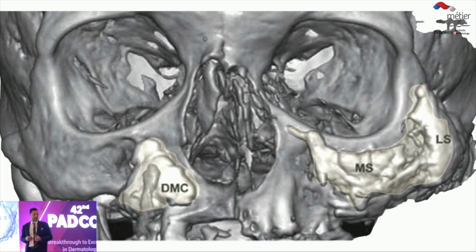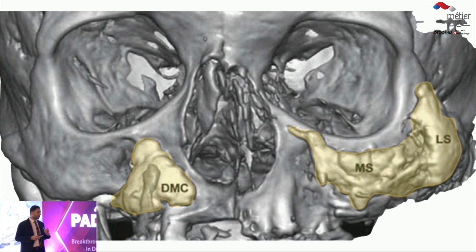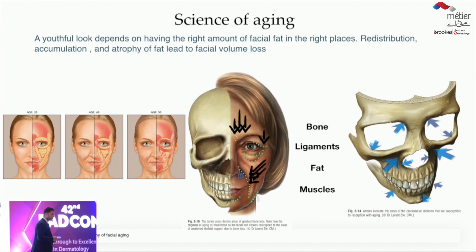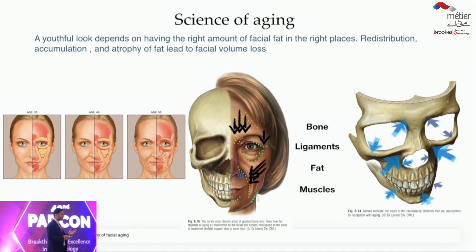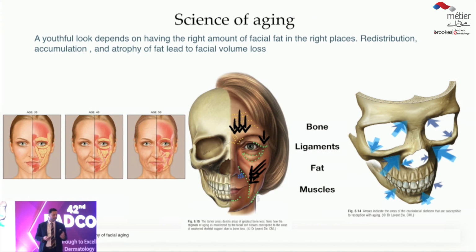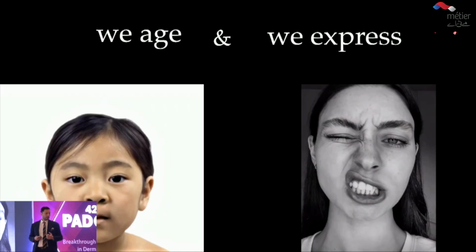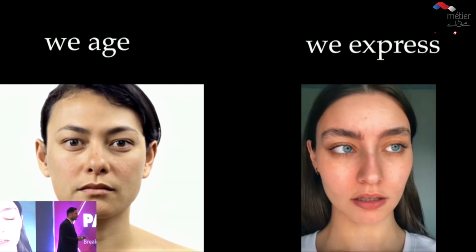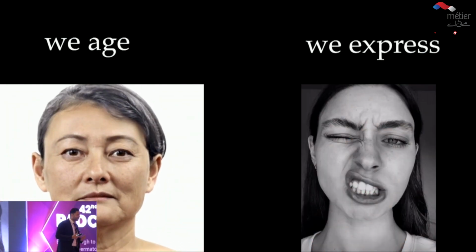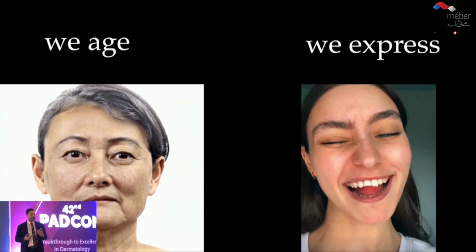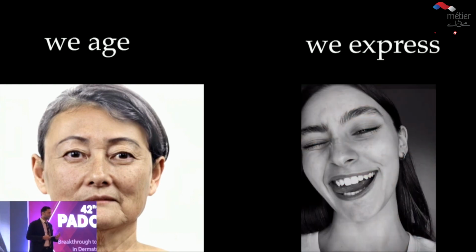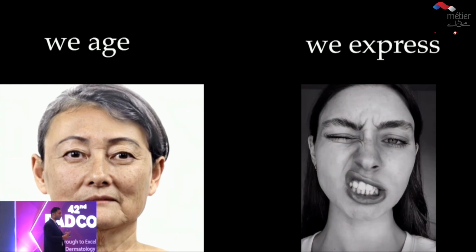And this is the deep fat by MRI. You can see how deeply attached to the periosteum they are. When we age, we need to understand that we wrinkle, sag, and we lose bone, fat, and laxity of the ligaments and muscles. Tone changes, but at the same time, we still express. We still laugh, get sad, and get angry. So we need to keep that in mind in our treatments. We're not static. We're changing all the time, either aging or communicating.